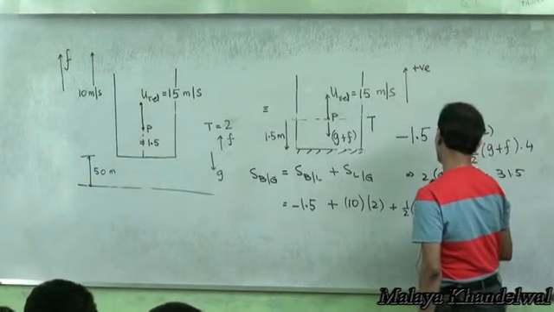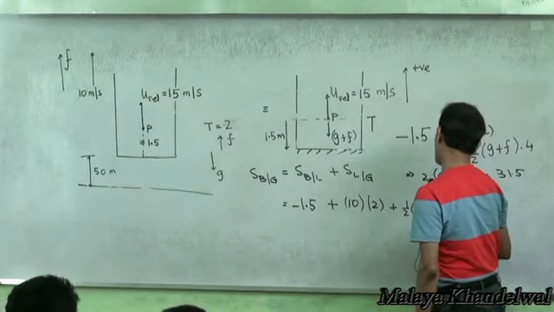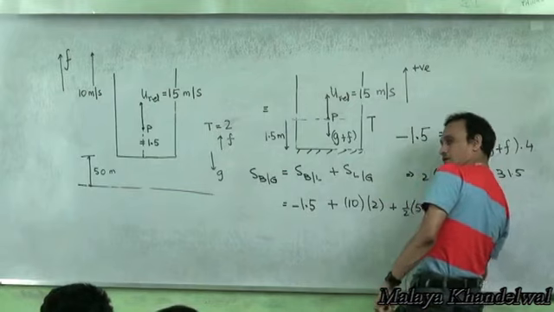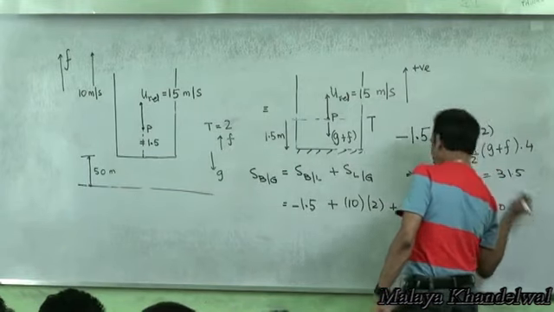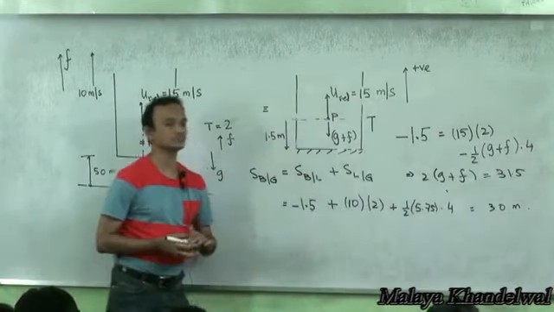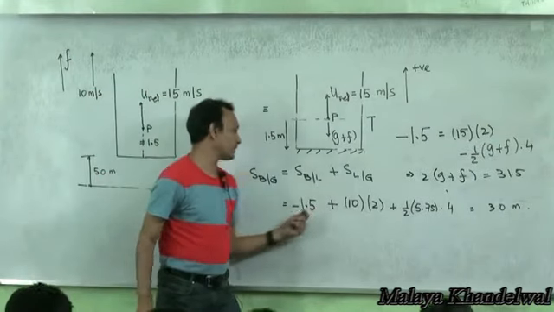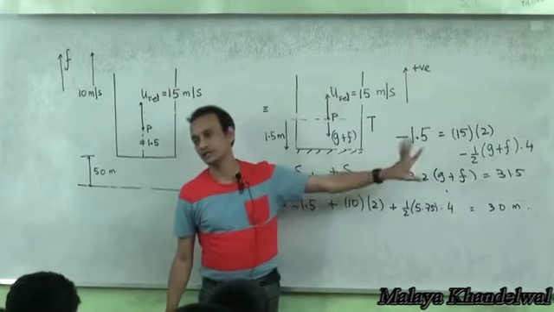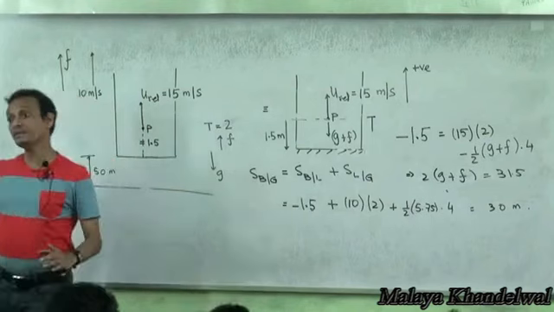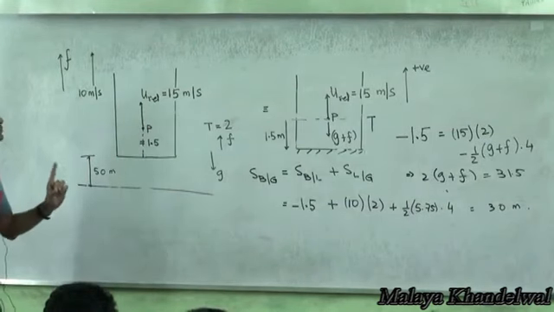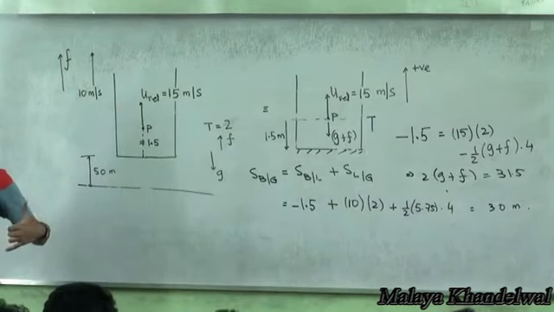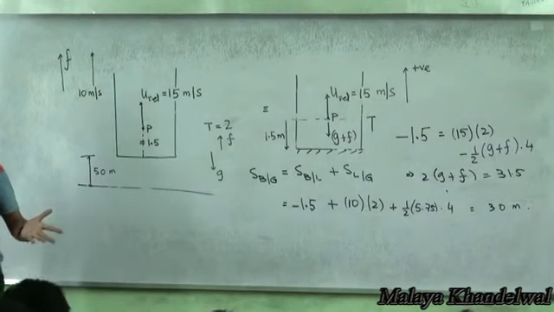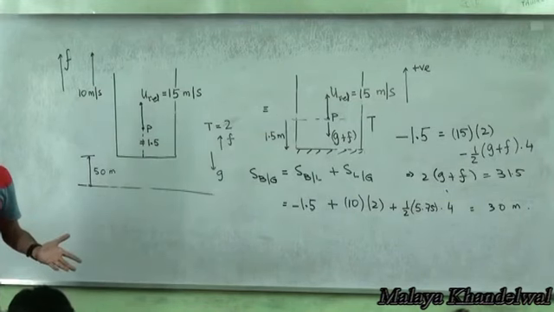Whatever this turns out to be, 11.5, 10, 20, 30. This is 11.5 minus 1.5, plus 10 plus 20. Right? 30 meters is the displacement of the bullet with respect to the ground in 2 seconds, by the time it hits the floor of the elevator. Right?